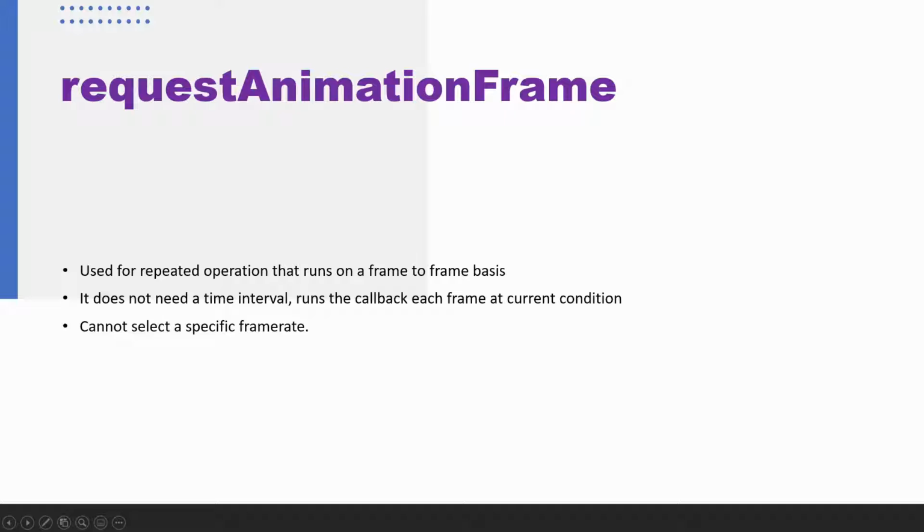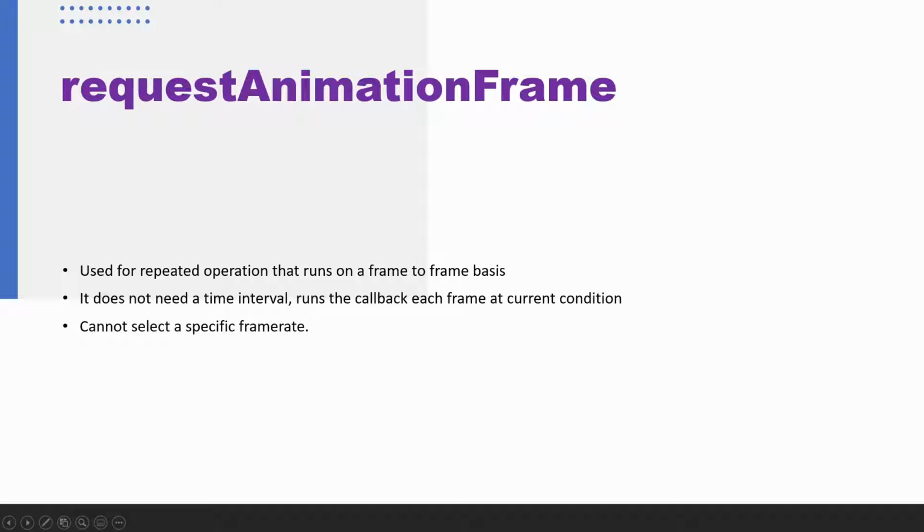As you can see from the name, it's usually used for animation purposes. Similar to setInterval, this is also used for repeated operations, but it actually runs on a frame-to-frame basis. For this API, you do not need to specify a time interval or time delay. It runs the callback each frame at the current browser condition. If you have a function that performs an animation in the browser, requestAnimationFrame allows you to run that function every frame to ensure that your animation is as smooth as possible when it's being displayed.